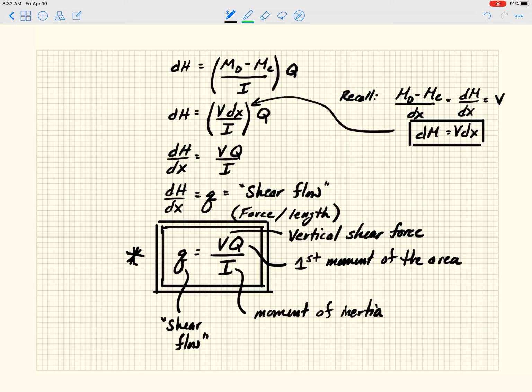All right, so that's where we are. Next time we're going to start an example, so you'll see how we apply this to calculate shear flow. And then from shear flow, it's actually pretty straightforward. If you just divide shear flow by the width of the beam at any location, that will give you shear stress. So it goes from force per length to force per area.